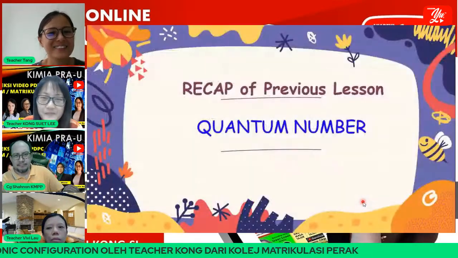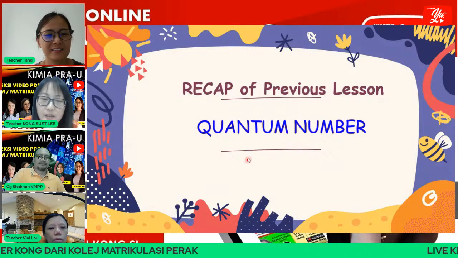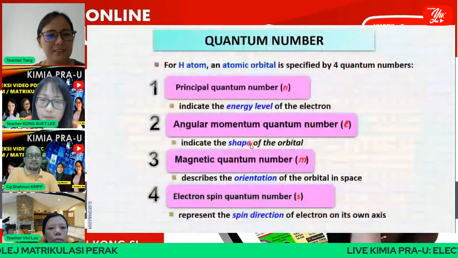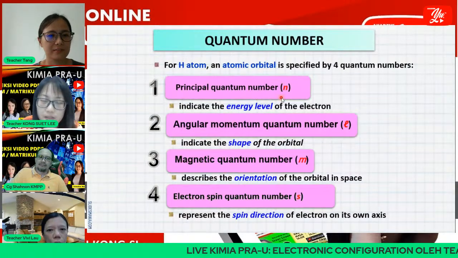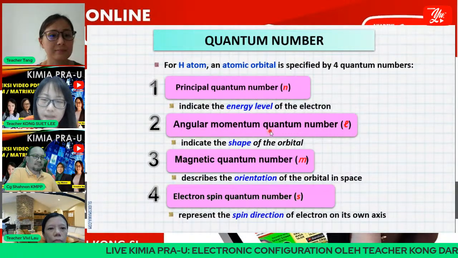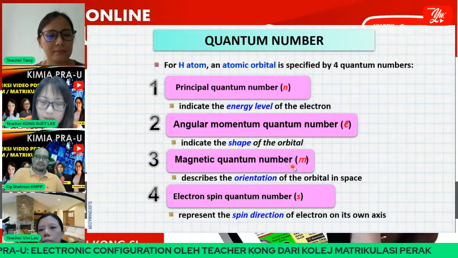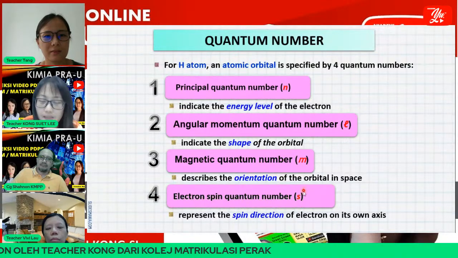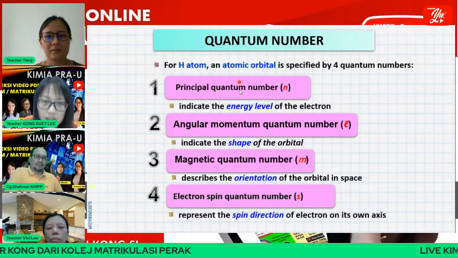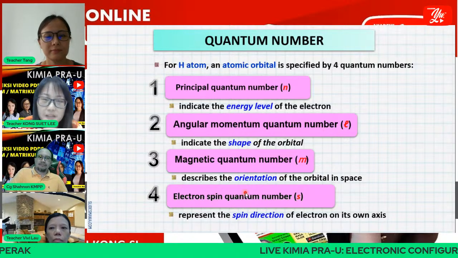Before we start, let's do some recap of the previous lesson. In the previous lesson, we learned about quantum numbers. There are 4 quantum numbers. Principal quantum number, the symbol is n. Angular momentum quantum number, the symbol is l. Magnetic quantum number, the symbol is m. And the last one is electron spin quantum number, the symbol is s. These 4 quantum numbers are very important for today's lesson, which is electronic configuration.